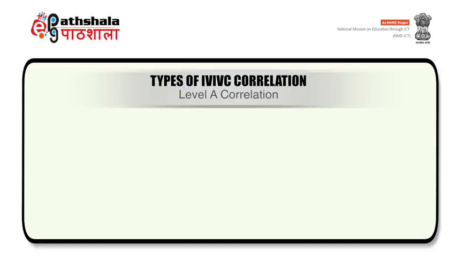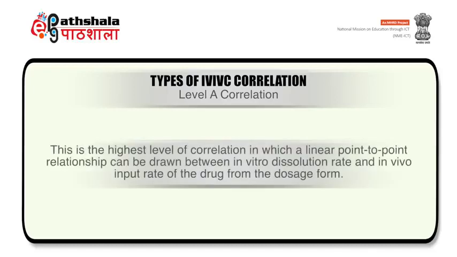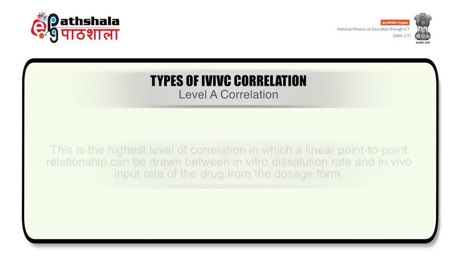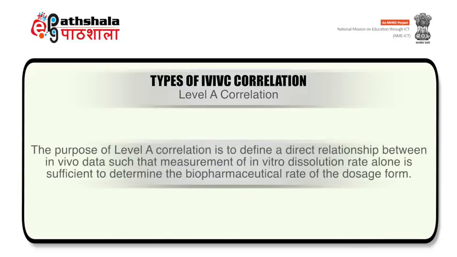Level A correlation. This is the highest level of correlation, in which a linear point-to-point relationship can be drawn between in vitro dissolution rate and in vivo input rate of the drug from the dosage form. The purpose of level A correlation is to define a direct relationship between in vitro and in vivo data, such that measurement of in vitro dissolution rate alone is sufficient to determine the biopharmaceutical rate of the dosage form.